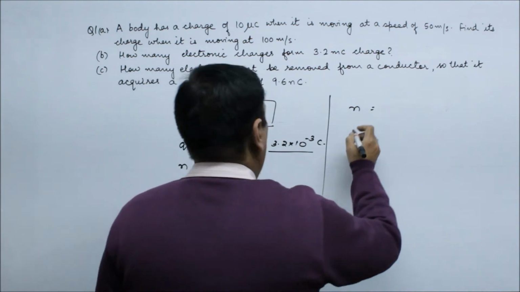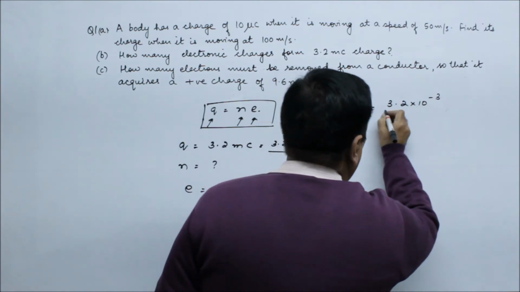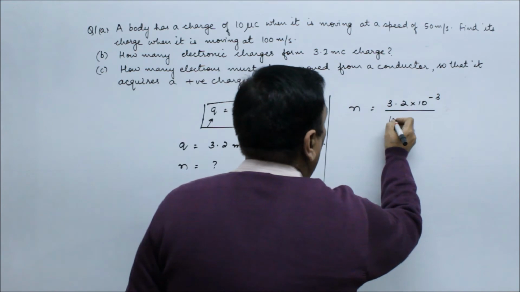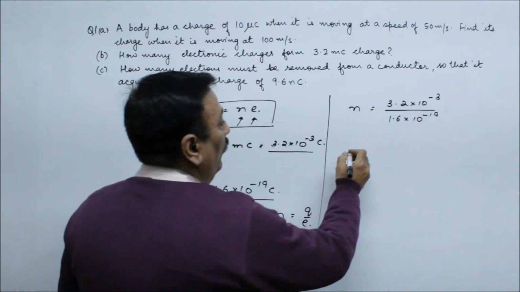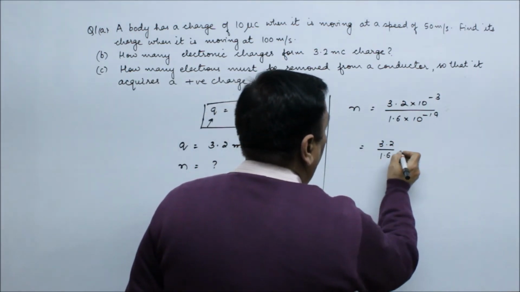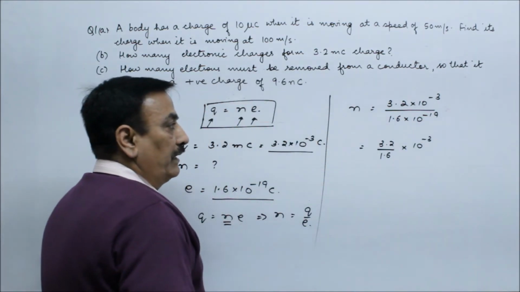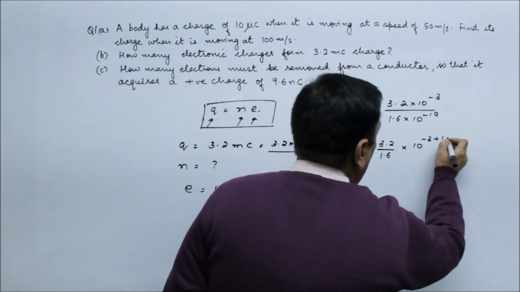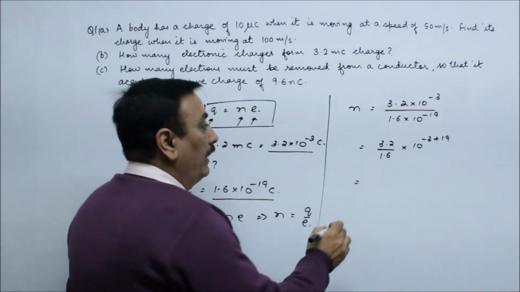So the value of Q is 3.2 into 10 raised to the power minus 3 coulombs, and the value of E we know is 1.6 into 10 raised to the power minus 19. So we can write 3.2 upon 1.6. Here we can write 10 raised to the power minus 3. When 10 raised to the power minus 19 goes in the numerator, it becomes 10 raised to the power plus 19. So we can write plus 19 over here. So multiply by 10 in the numerator and denominator.